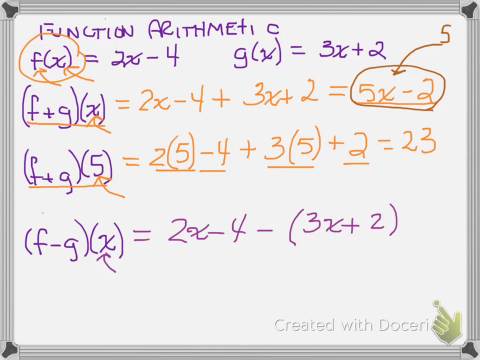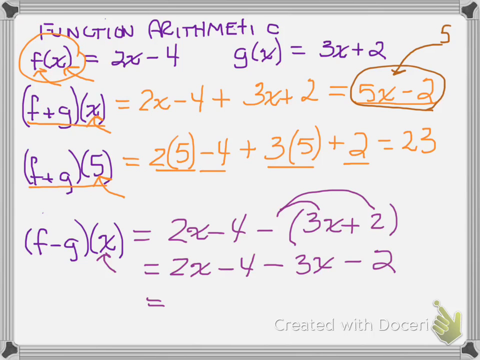Now if we go through and simplify that, we're going to have to distribute that negative sign, so we get a minus 3x minus 2. And simplifying that even further, we see we have a 2x minus a 3x, so that's a minus x, or a negative x, and we have a minus 4 and a minus 2, giving us a minus 6. So when we subtract the two functions, we get a negative x minus 6.